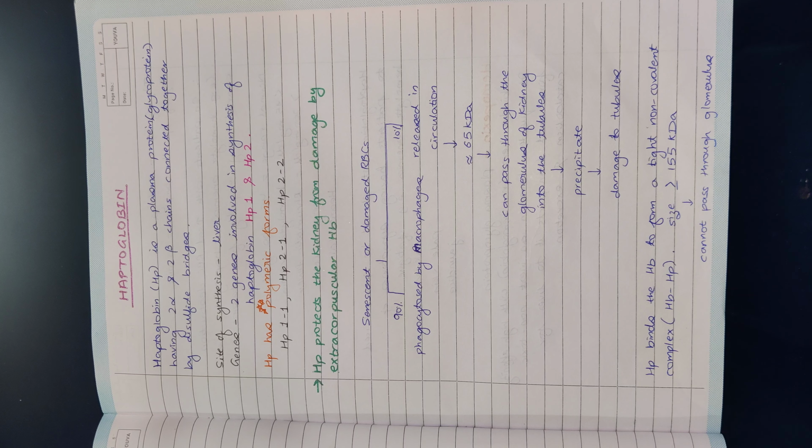So first, what is haptoglobin? In short, it is written as HP. It is a plasma protein, a glycoprotein in nature, having 2 alpha and 2 beta chains which are connected together by the help of disulfide bridges. The site of synthesis is the liver, which is an important site for synthesis of many of the plasma proteins. One example is haptoglobin. The genes involved in the synthesis of haptoglobin are two, which are denoted as HP1 and HP2, and HP exists in polymeric form.